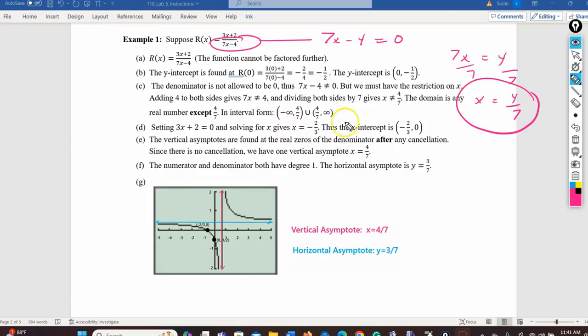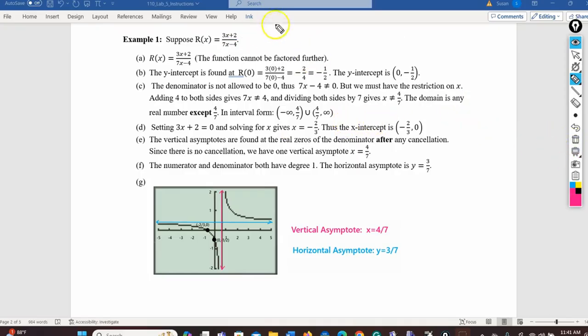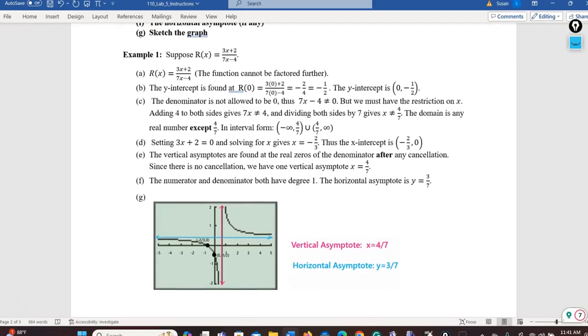And finally, is there a horizontal asymptote? Well, what is the degree of that? What's the highest power of x? The highest power of x is 1. So the numerator has degree 1. And what's the highest power of x in the denominator? It's 1. So the denominator has degree 1. So I'm in the case where numerator and denominator have the same degree.